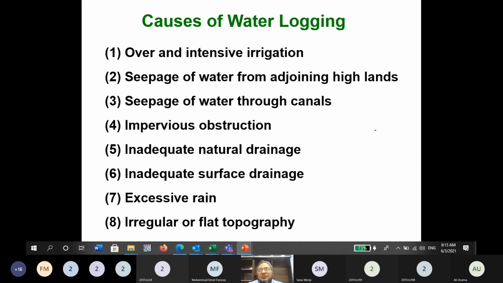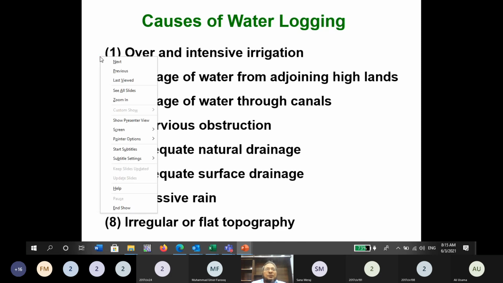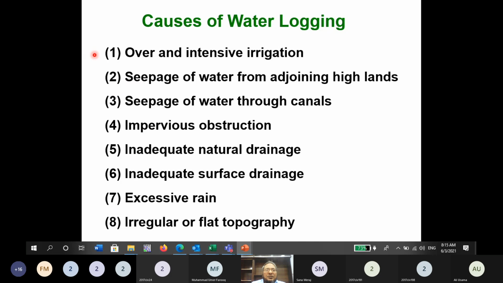Now, what are the causes of waterlogging? So there is a list of 8 major factors which can produce waterlogging. The most important, the first one, is over and intensive irrigation, too much irrigation. Number 2, seepage of water from adjoining highlands. And number 3, seepage of water through canals, the canal network.